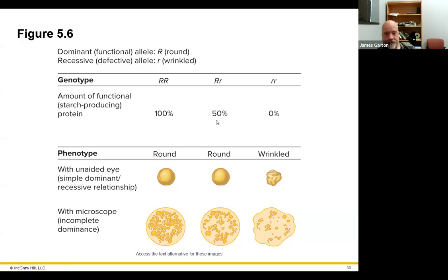And 50% of the starch that is made is enough to give the pea a round shape according to your naked eye. But if you look at it molecularly and you test for the presence of starch, you will see that there is a difference. And then if you're wrinkled, well, you have nothing. And so you're very low starch.